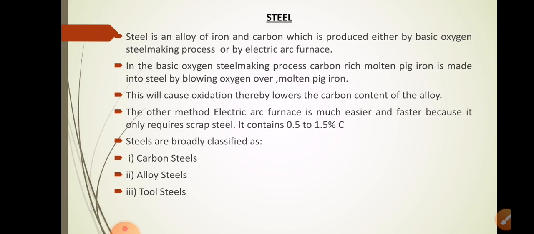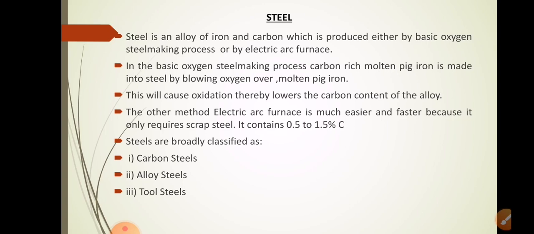electric arc furnace. Now, in basic oxygen steel making, carbon rich molten pig iron, that is the raw form of iron, is made into steel by blowing oxygen over it. This causes oxidation and lowers the content of carbon in it. The other method is the electric arc furnace, which is much easier and faster because it only requires scrap steel, whatever is available in the scrap yard. So it contains about 0.5% to 1.5% carbon, which is much less than what we have seen in different types of irons in the previous class.